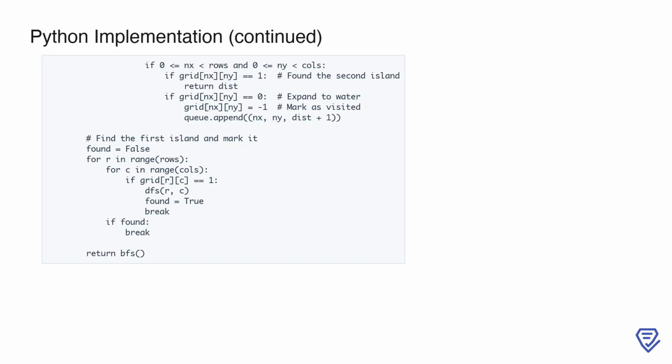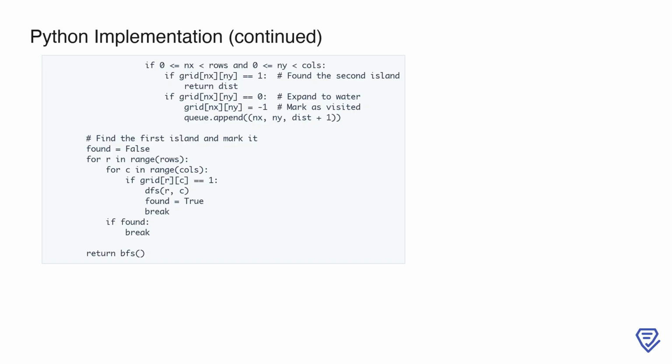As we process the queue, we check all neighboring cells. If we encounter a cell with a value of 1, it means we've reached the second island, and the current distance is returned as the result. If the neighboring cell is water, represented by 0, we mark it as visited by changing its value to -1 and add it to the queue with an incremented distance.